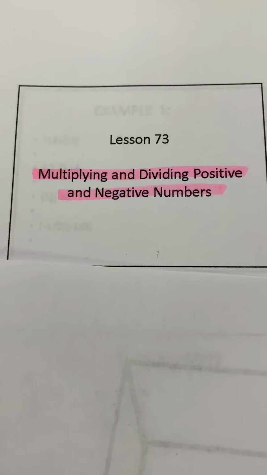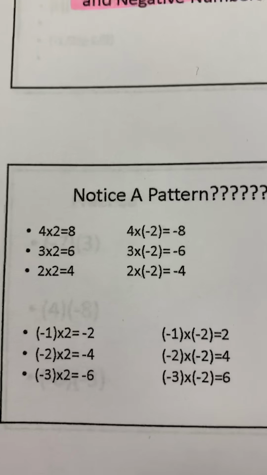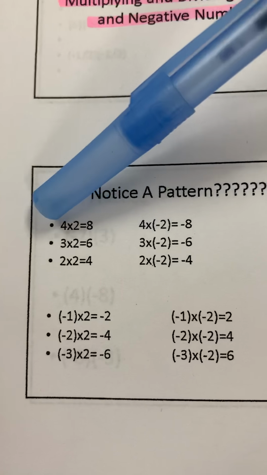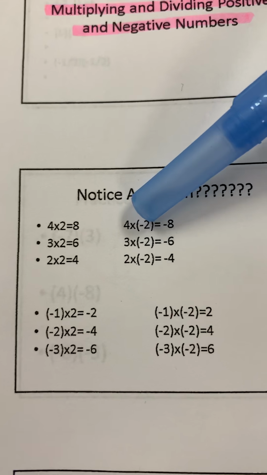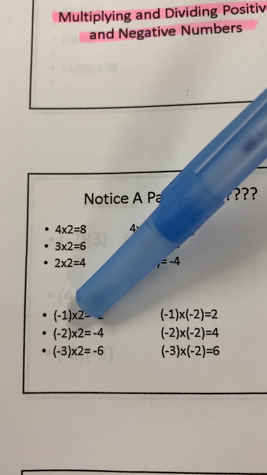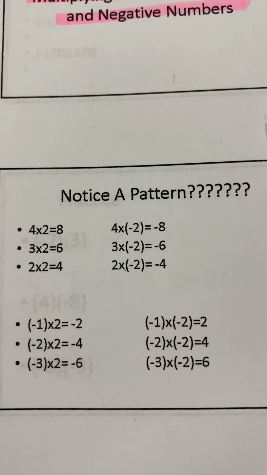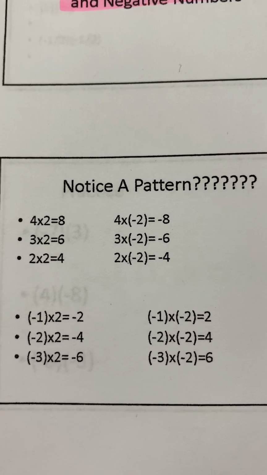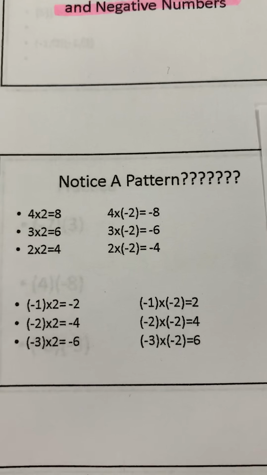So I want to start off by looking at, do you notice a pattern? In this first box up here, we have two positives. Then we have a positive and a negative being multiplied, a negative and a positive, and a negative and a negative. And do you notice anything about the signs, like when they have the same sign or different signs? And you should. Sorry, my arm is shaky this morning.